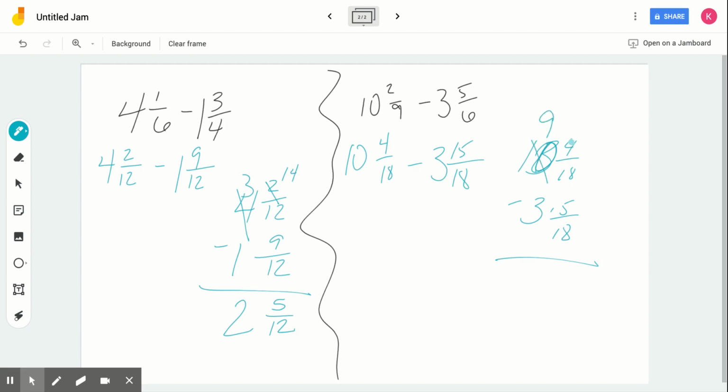So 10 turns to a 9. 4 add a group of 18, 4 and 18 is 22. 22 take away 15 is 7. And 9 take away 3 is 6. So you end up with 6 and 7/18.